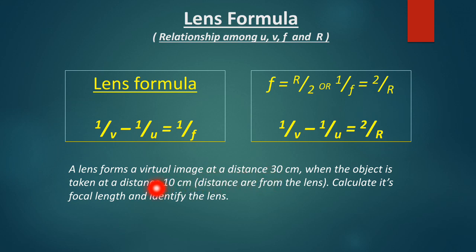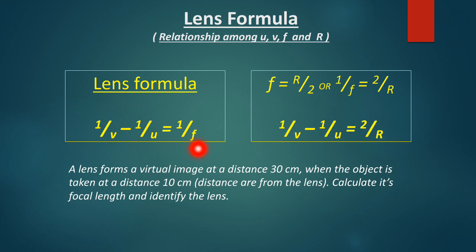Object distance is 10, and the object distance is always taken with a minus sign because the object is always to the left of the lens. So U is equal to minus 10, and then we will put the values here, 1/(-30) minus 1/(-10), and then we will solve for F. If we get F with a plus sign, then it will be a convex lens, and if we get F with a minus sign, it will be a concave lens.